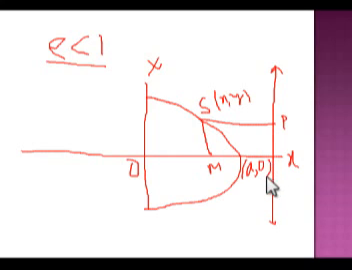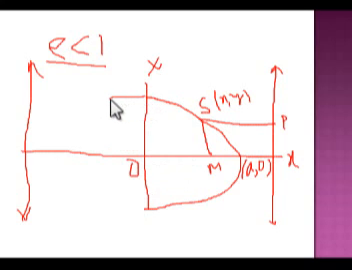Now, to make the other half, we'll take another directrix which is perpendicular to the x-axis and parallel to the first directrix. If we put a mirror here, then we will get the image in this way, and we find the full ellipse.